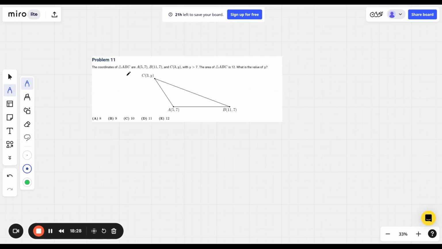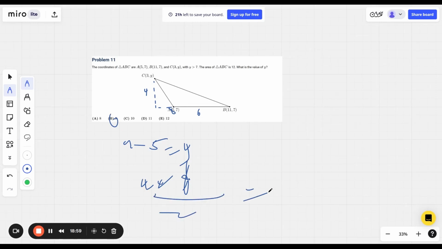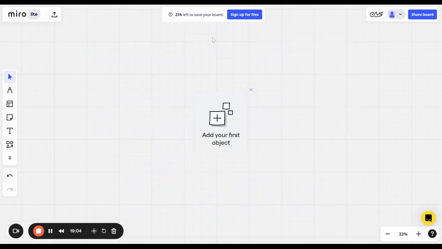Alright, the coordinates of triangle ABC are A (5, 7), B (11, 7), and C (3, y), with y greater than 7. And the area of triangle ABC is 12. What's the value of y? So quickly we can just find the base length to be 6. And since the area is 12, we know that this height over here has to be equal to 4. And then we have this equal to 3. We have the original y equals 5, so y just equals 9. Since 9 minus 5 equals 4, 4 times 6 divided by 2 equals 12, and that complies with everything that we have so far.